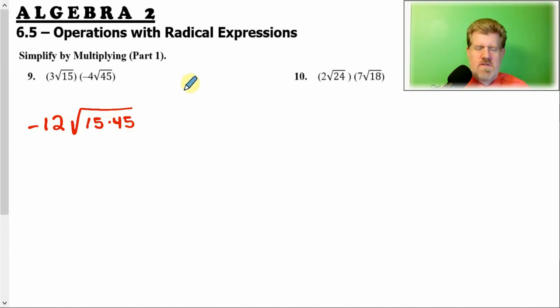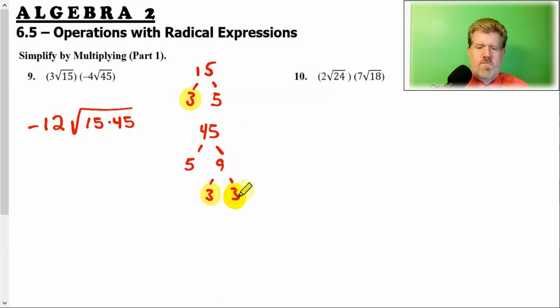Let's break them down. The 15 is going to be 3 times 5. The 45 is going to be 5 times 9, where the 9 breaks down into 3 times 3. So notice, if we put 15 and 45 together, we're multiplying them, we're going to have 3 3s, and we're going to have 2 5s. That's the total breakdown. So what we end up with is -12 times the square root of 3 cubed times 5 squared.